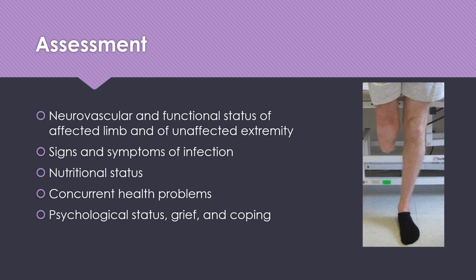Because we're caring for a patient with a surgical incision, we need to assess their nutrition status to ensure proper healing. Some amputated patients have other medical problems that need to be addressed, especially those with infections or circulation issues, so we need to assess those related body systems as well. Lastly, and sometimes most importantly, we need to assess the person's psychological status.